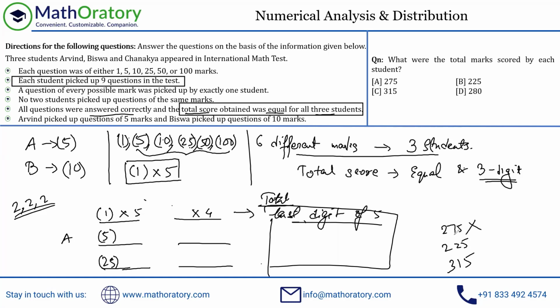Okay, if I pick up 225, this is adding up to 5, then this thing should add up to 220, which means I need a 55 mark question, but a 55 mark question is not available to me. 55 into 4 will give us 220. So this is also out. And 315, with 5 taken out, we have 310, again not a multiple of 4. So basically now what I know is this 2-2 case is invalid from this question.